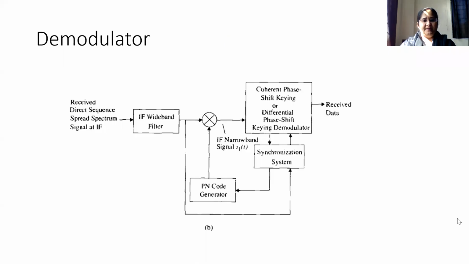At the receiver side, this signal first passes through an IF wideband filter so that we can remove the noise. After that, it is multiplied by our PN code generator, and this generator must be synchronized with the transmitter's generator. Then we will get our despread signal at this point. After getting the despread signal, we demodulate it according to the scheme that we have adopted. Thank you.